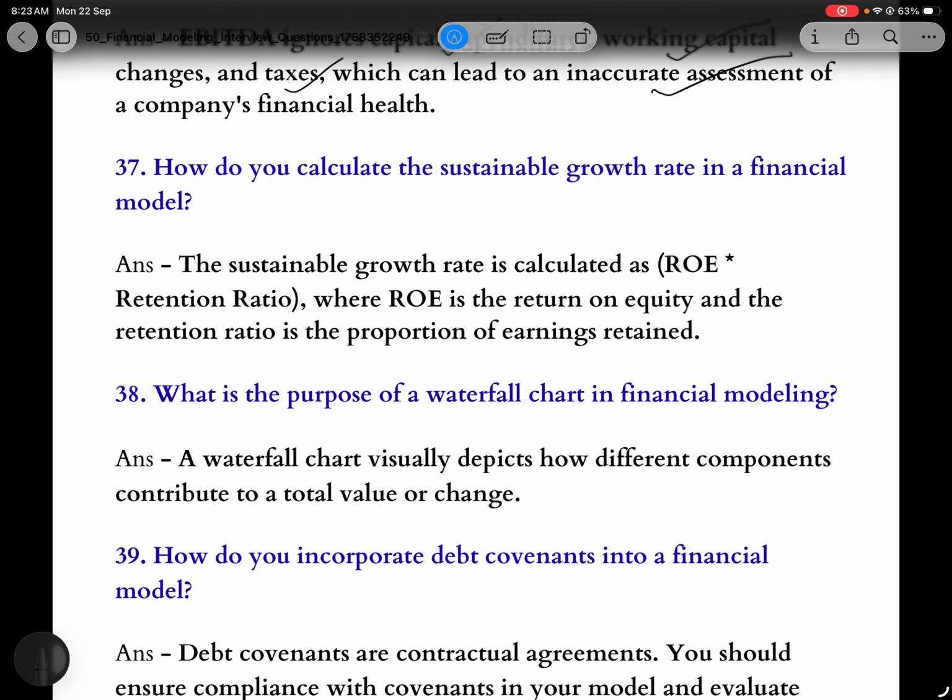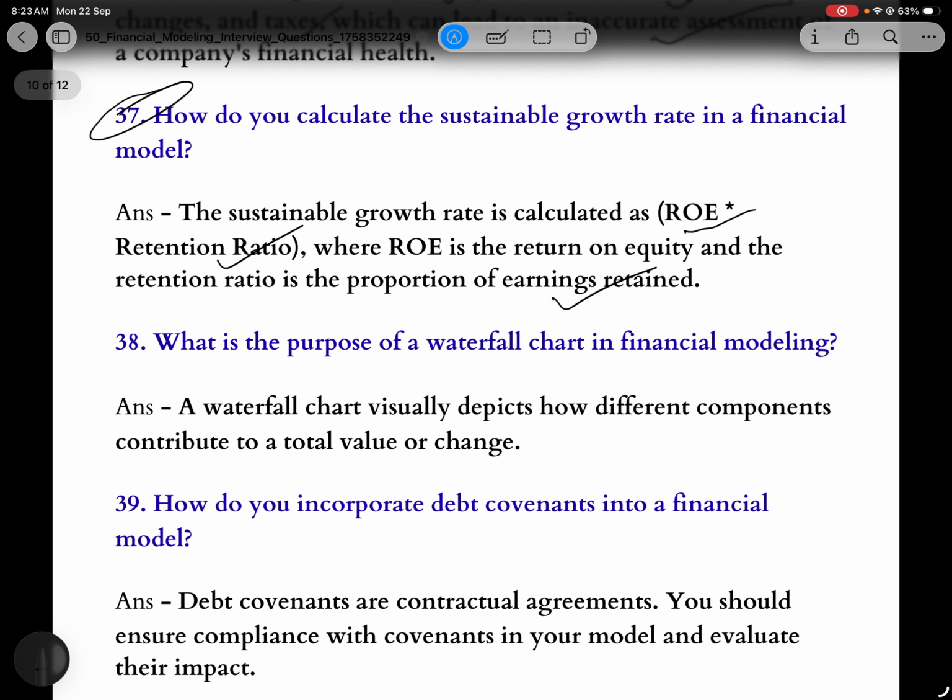So how do we calculate sustainable growth in a financial model? The sustainable growth rate is calculated as ROE times retention ratio. What's the retention ratio? It's the proportion of earnings retained. So how much earnings are we actually retaining? Not how much we are returning. If you're making 100, how much dividend is paid out, and how much are you retaining, basically.